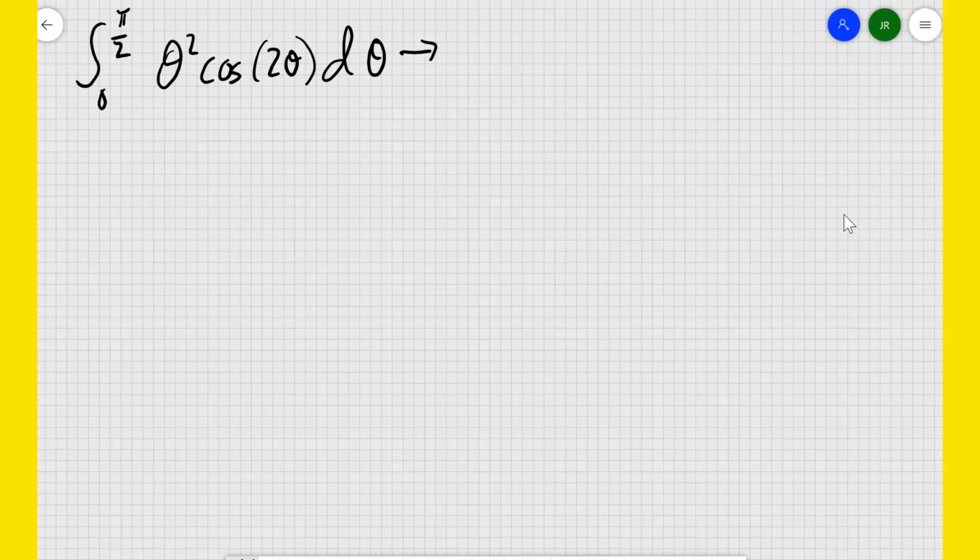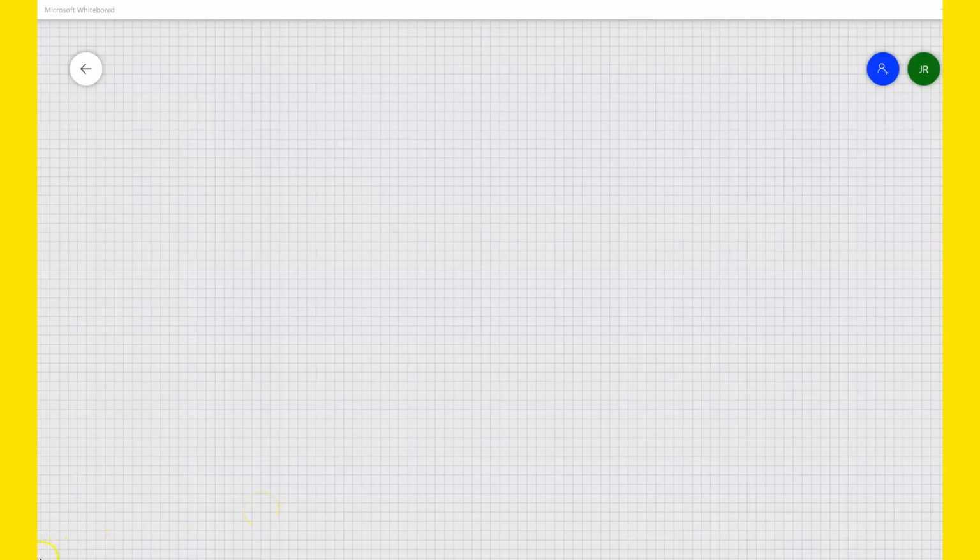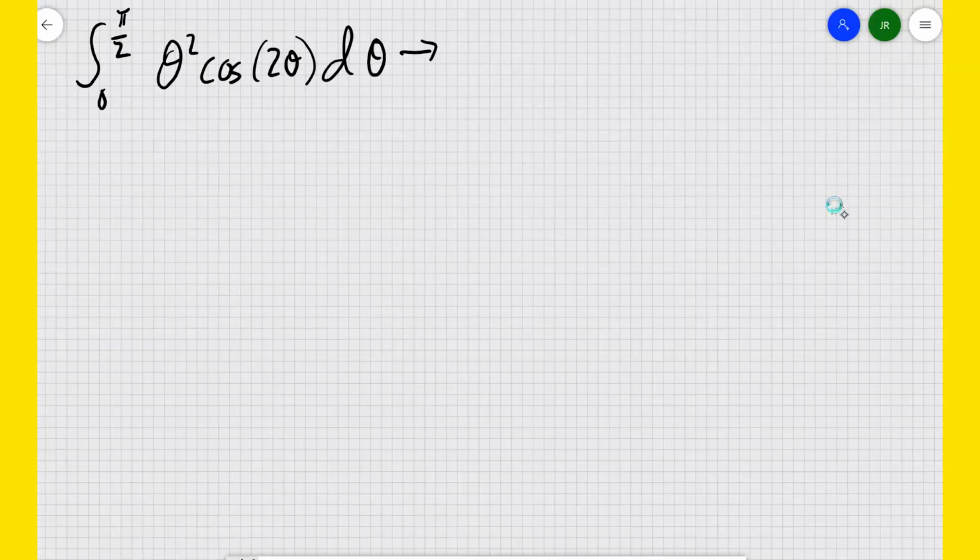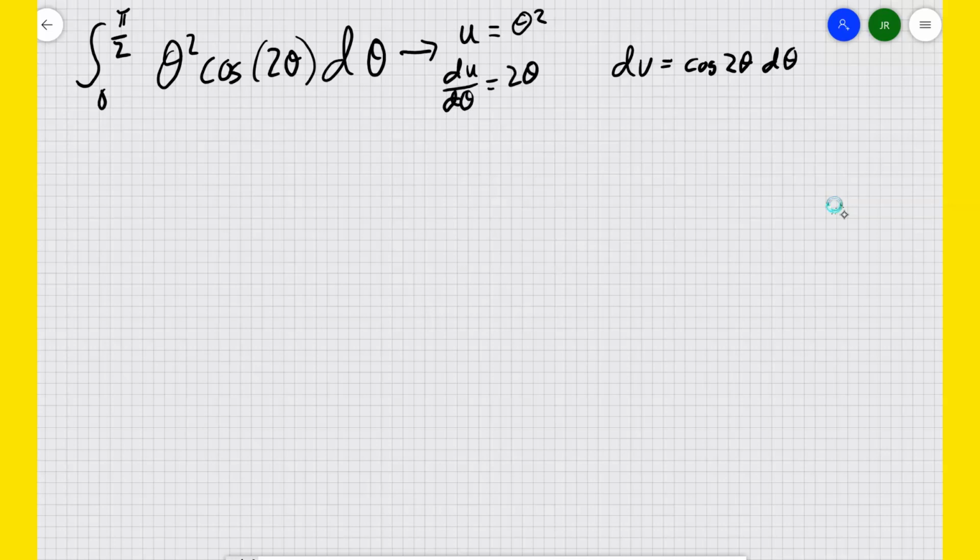So now I'm thinking, okay, the only thing I can think of is U substitution. Sorry, I didn't mean to say U substitution. I meant to say integration by parts. If I let u be theta squared, and I'm going to let dv be cosine 2 theta d theta, so now du d theta is 2 theta. So du is 2 theta d theta.